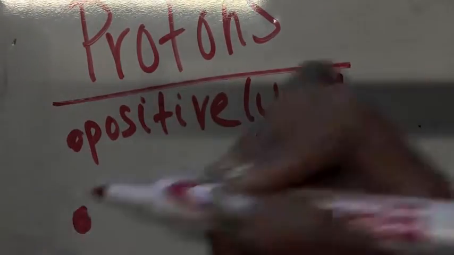Protons are positively charged particles. Its charge is positive 1. It also has a mass of 1 AMU. Neutrons, however, are neutral particles, meaning that they have no charge. Like protons, its mass is also 1 AMU.